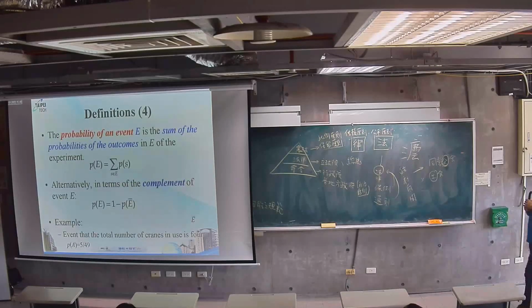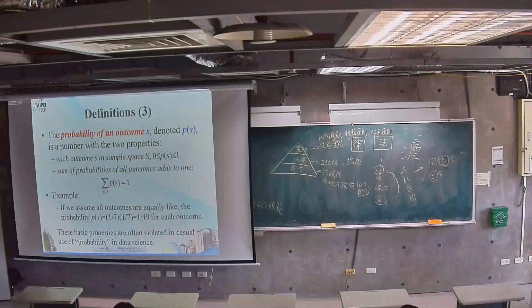All right, so after we define the probability of an outcome, we have introduced what the event is, right? So we can furthermore define the probability of an event. If you remember, the event is actually a subset of all possible outcomes. So the probability of an event can be simply defined as the sum of the probabilities of the outcomes in that event. Maybe we can write it like this.